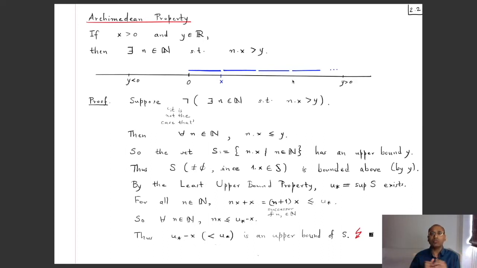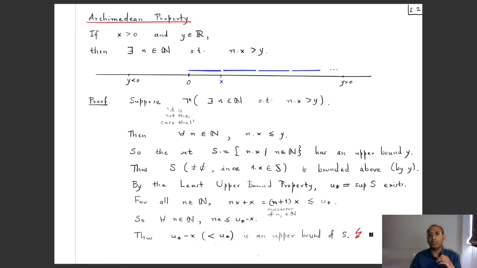So let's prove this, and we will prove this using the least upper bound property of R. So let us suppose that we have been given a positive x and a real number y, and suppose that this statement does not hold. So suppose it is not the case that there exists an n such that nx is bigger than y.